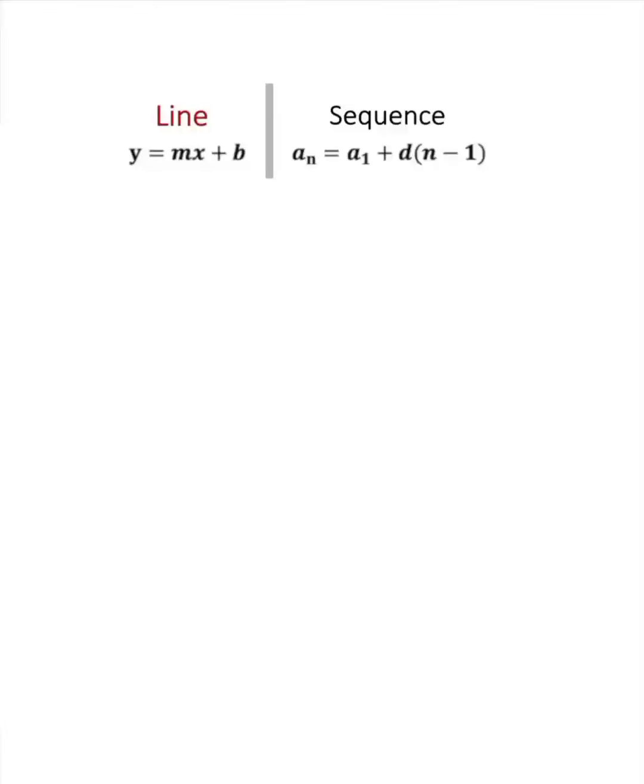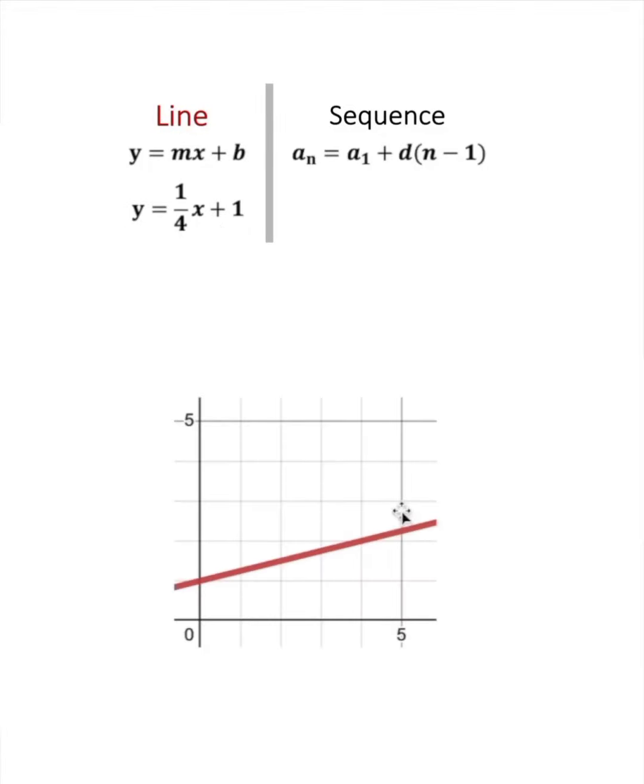Hey guys, so these two equations mean very similar things. This one is the equation of a line. This right here would be this line right here. The slope is 1/4. We go up 1 and over 4, and that's what forms the line. And this is continuous. There's no jumps in here.